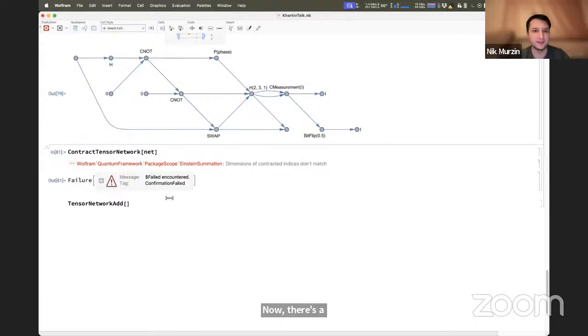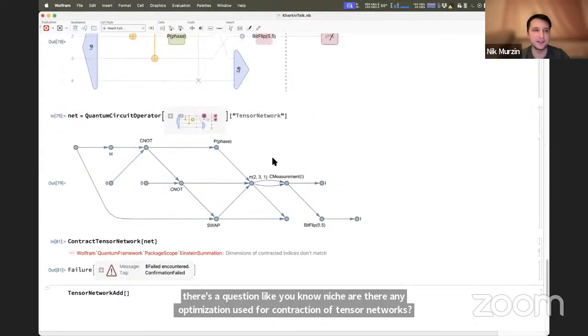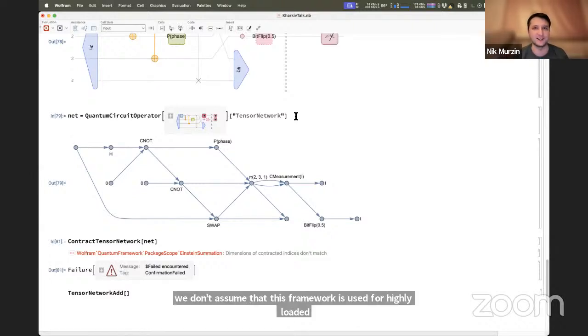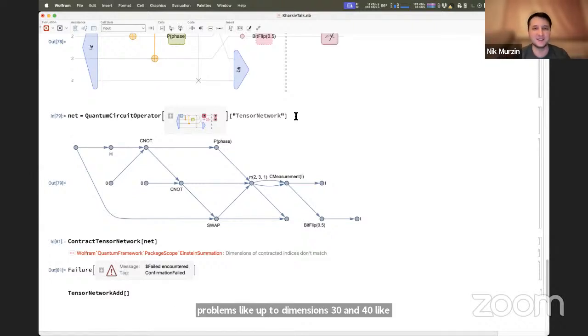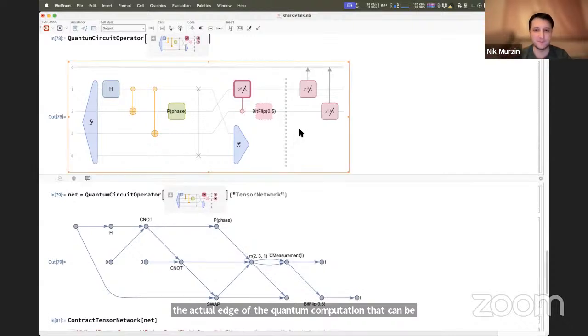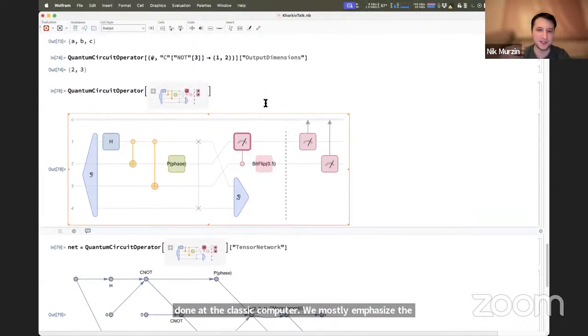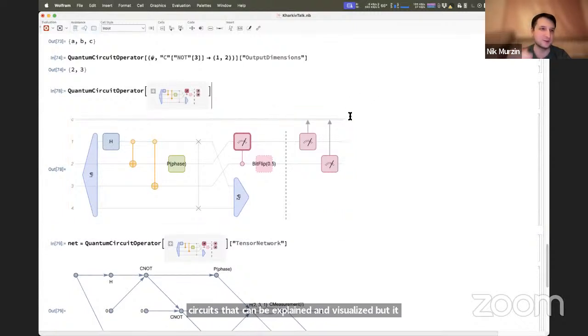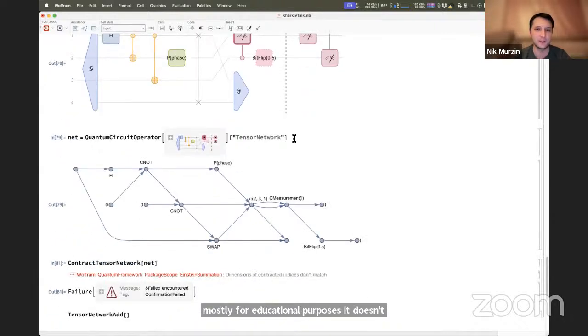Not really. We don't assume that this framework is used for highly loaded problems, like up to dimensions 30 or 40, the actual edge of the quantum computation that can be done on a classical computer. We mostly emphasize small circuits that can be explained and visualized, so it's mostly for educational purposes. To implement those optimizations, there's some work in that regard, but it has to be supported because we work in the Wolfram language ecosystem.